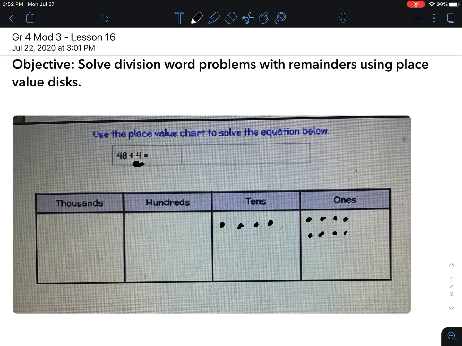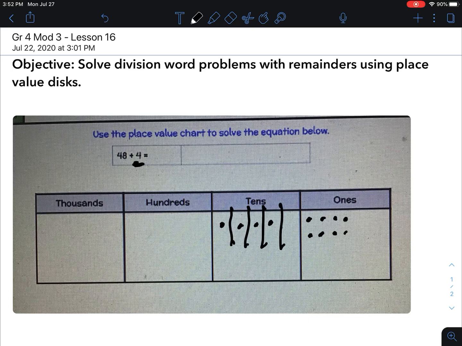And so now our divisor, or the number we're dividing by, is 4. So what that means is when I'm dividing by 4, it's like saying I have 48 cookies and I am going to divide them up evenly among 4 people. So I am dividing my 48 into 4 groups. So what you do is you put your disks into 4 separate groups. In this case, it's not that difficult because I have numbers that are divisible by 4.